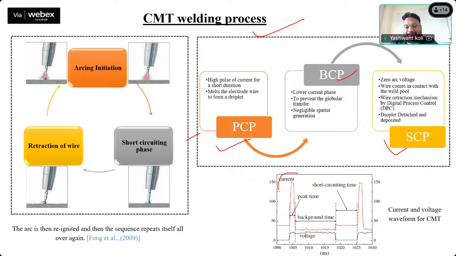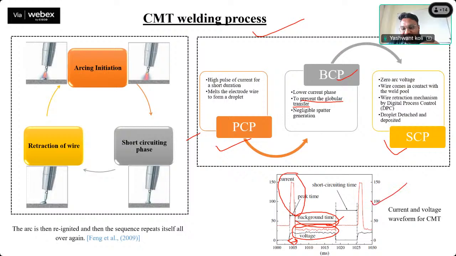The peak current phase creates the droplet at high current for a short time, and then the current and voltage are reduced. Due to this reduction, it prevents globular transfer, because the diameter of the liquid metal is not increasing because of the reduced current. That's why the droplet attains that diameter and does not increase as compared to the GMAW process, which we will discuss in the current waveform.